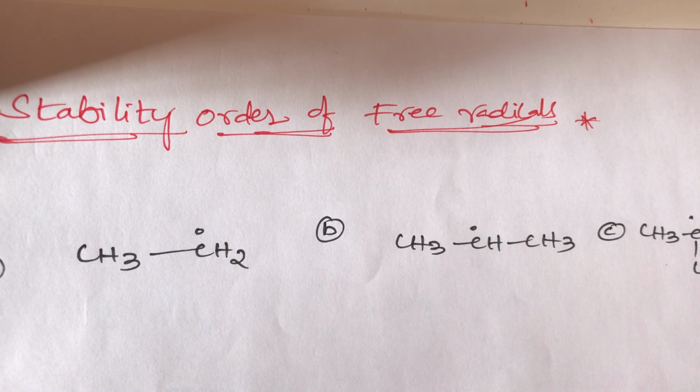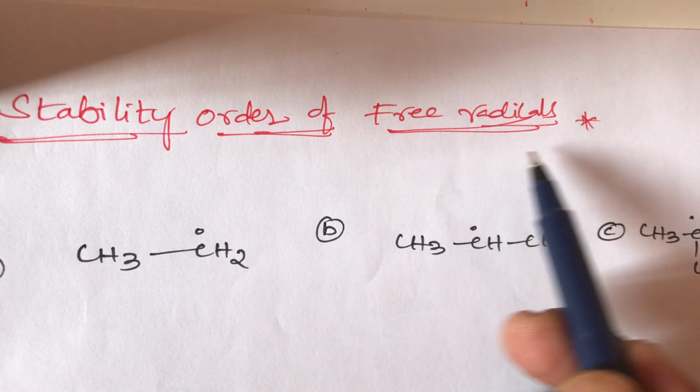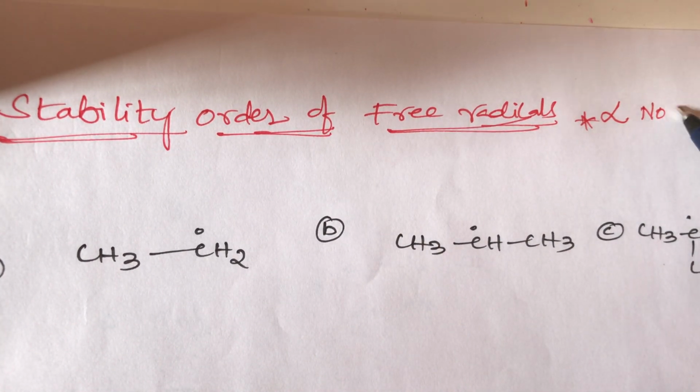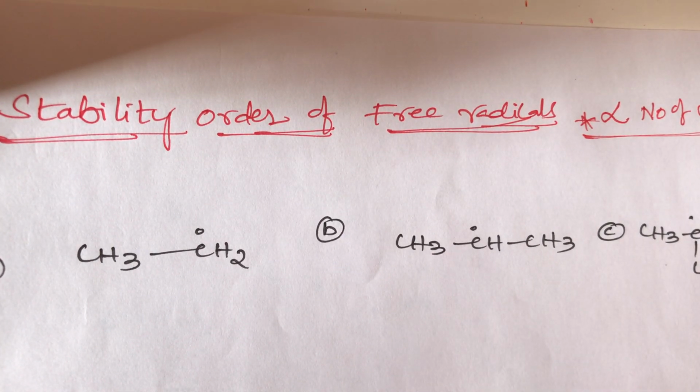The stability order of free radicals is directly proportional to the number of alpha hydrogens. This is also very important. The stability order of free radicals is directly proportional to the number of alpha hydrogens.